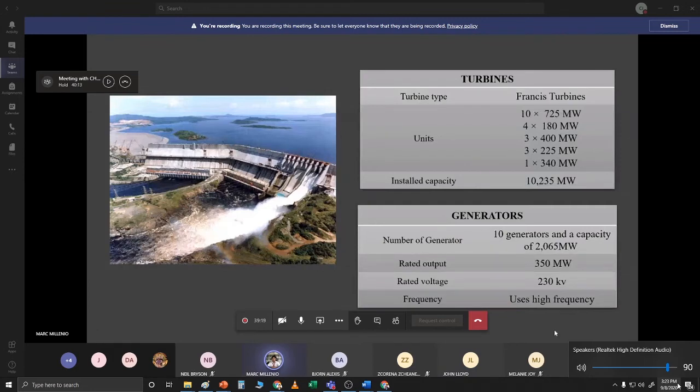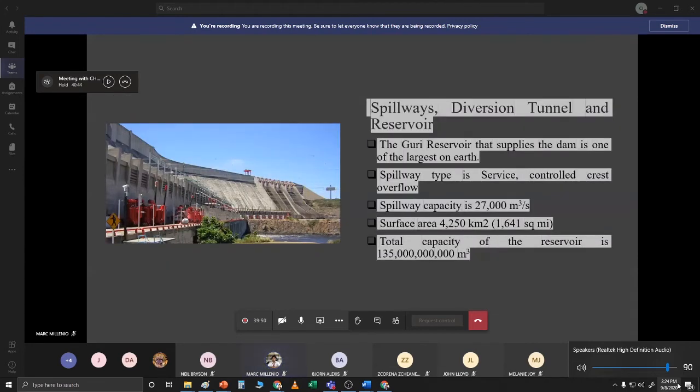For the generator po, there is 10 generators and a capacity of 2,065 megawatts. The rated output is 350 megawatts, Francis turbine. The rated voltage is 230 kilovolts and the frequency, wala pong given na specific frequency. Okay.